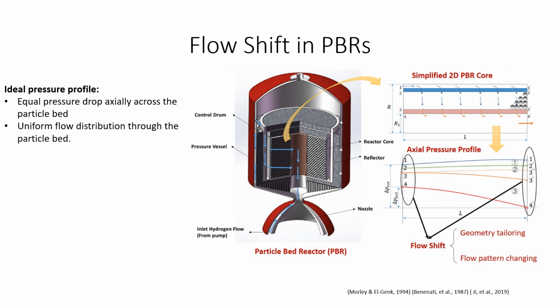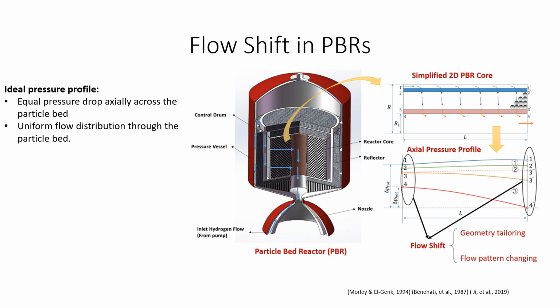So PBRs, or particle bed reactors, are radial flow reactors. An equal pressure drop axially across the particle bed and a uniform distribution through the particle bed is considered to be an ideal pressure profile. Now, the fuel elements are sandwiched between frits. There's a hot side and there's a cold side, the hot side being the side of the hot gas channel.